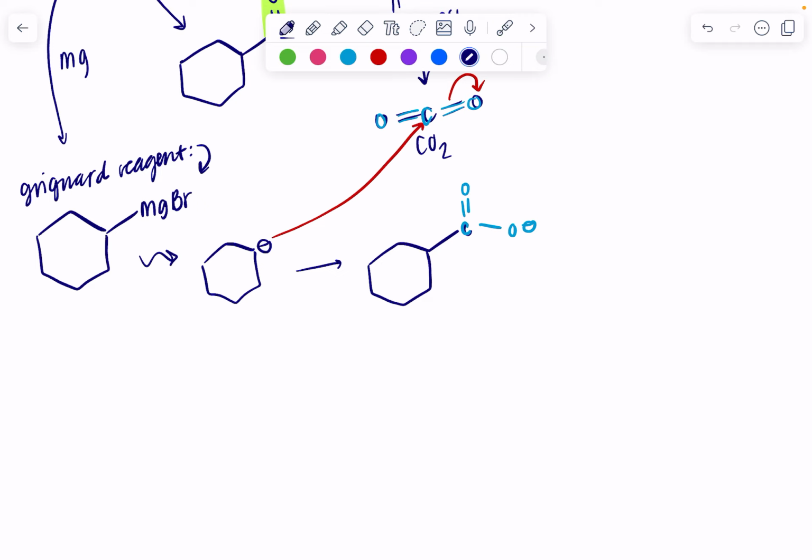Now I have a negatively charged species here. And if I just added H3O plus, or probably even water, this would protonate. So let's just say H3O plus. And now we can get that cyclohexane ring. We have our carbon from our CO2, double bonded to an oxygen, and now we've protonated it with that H3O plus. And now we've got our carboxylic acid.